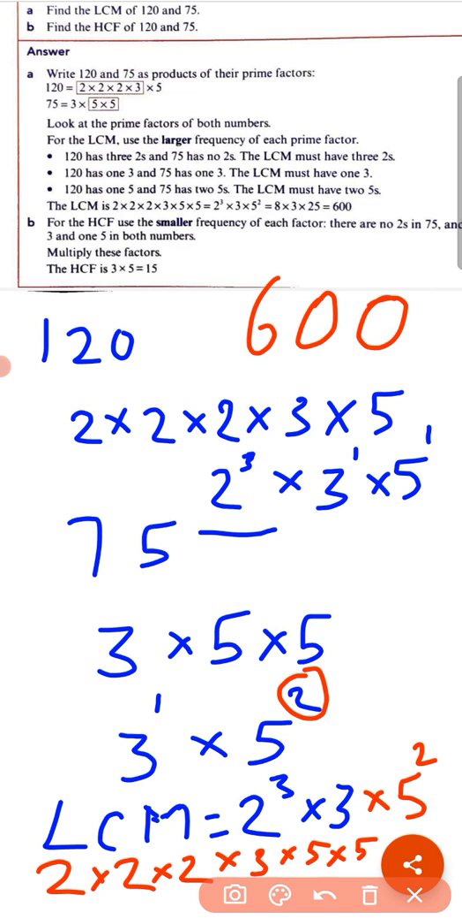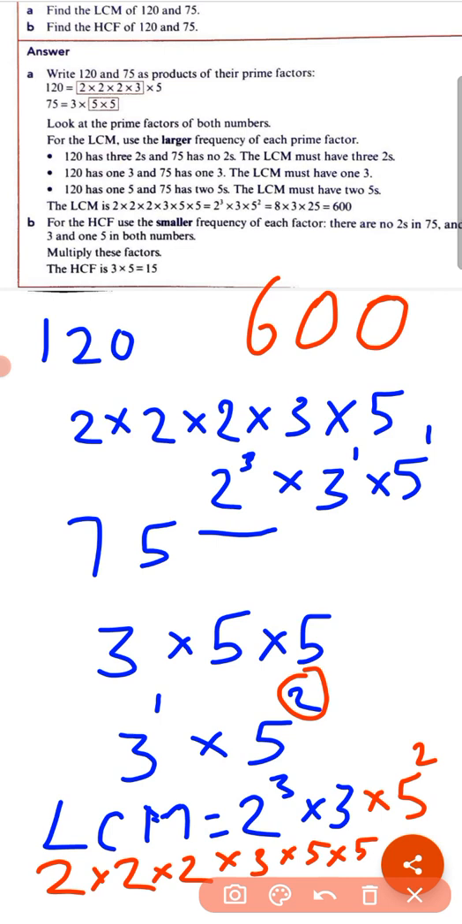So take 3. Then select the other factor, that is 5. In 75, the power of 5 is 2. That is the larger frequency. Larger frequency means the number that occurs more times. Okay. In 75, 5 is 2 times. So you can choose that also.